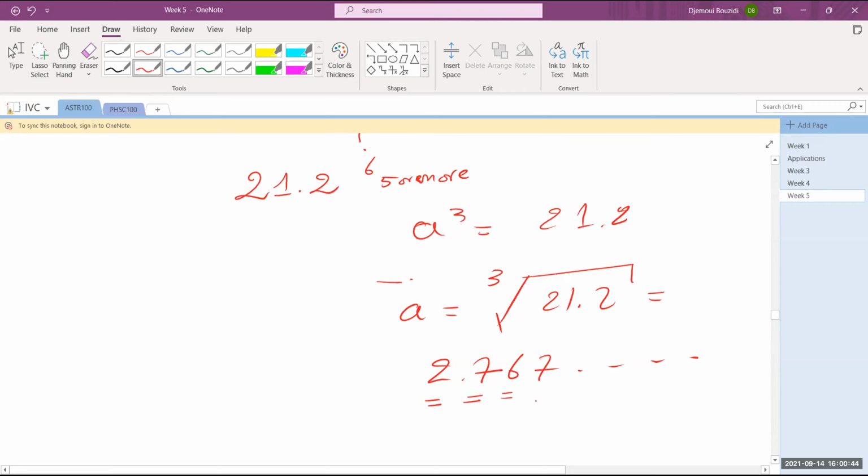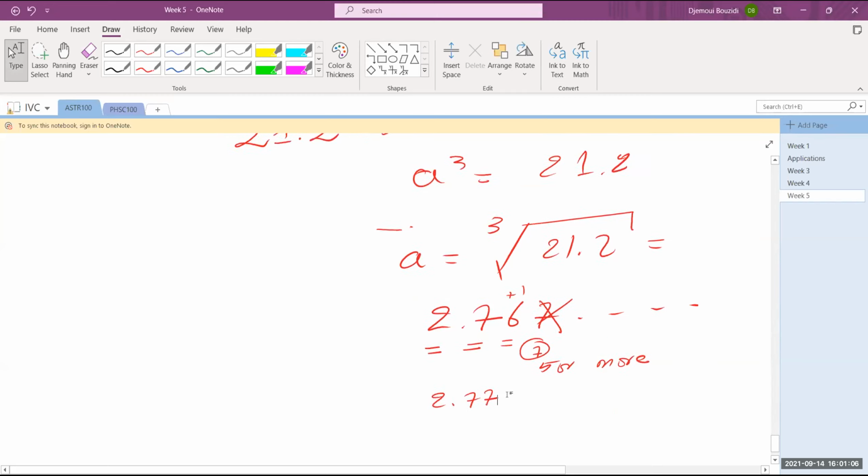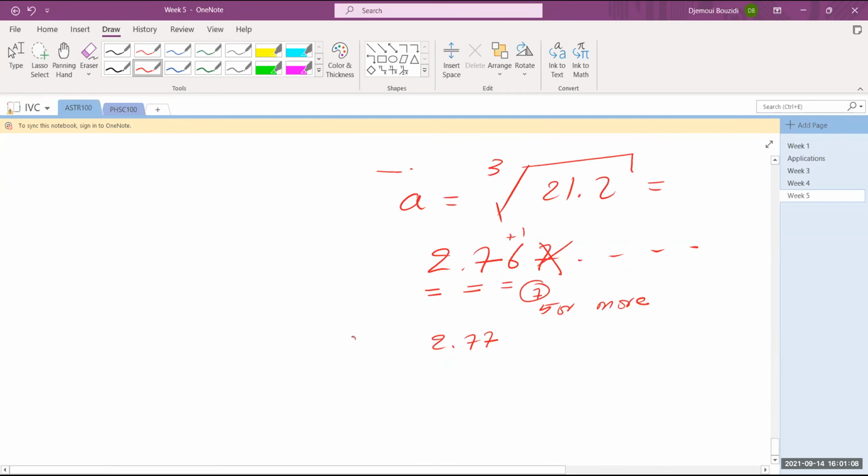We will find out. I ask, is this 7 5 or more? And the answer is yes, it's actually 7. It's more than 5. Since it's more than 5, I'm not going to write it. I'm going to add 1 here. And the answer is going to be 2.77. The reason I left this 7 is because I didn't have to carry any number with me. So when I add 1 to 6, it becomes 7. And that is the answer. So a, the semi-major axis, is 2.77.